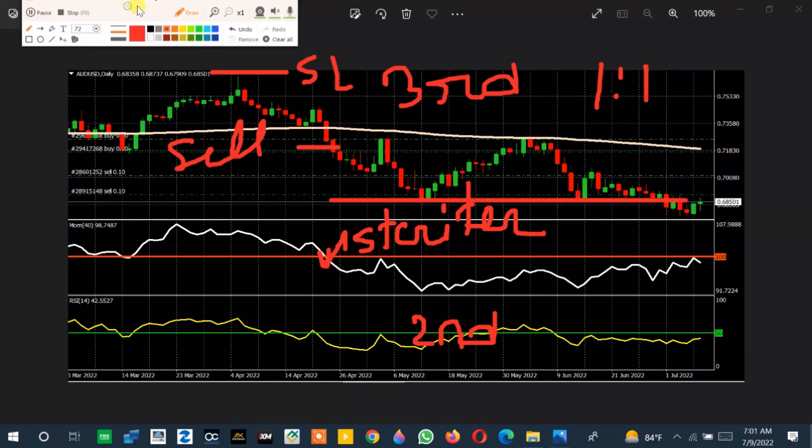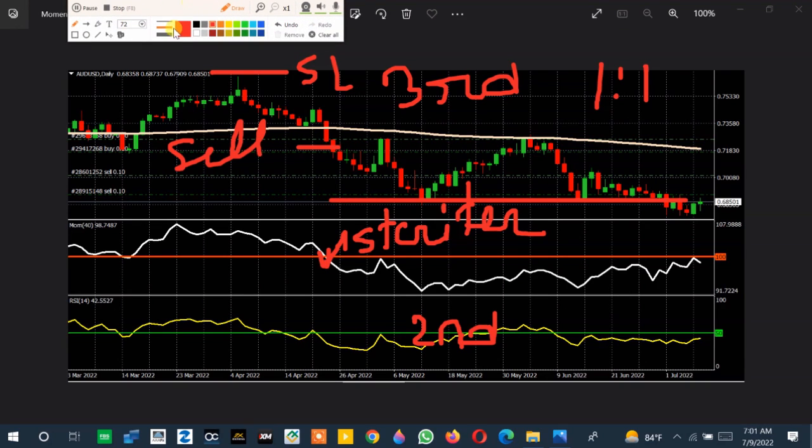Today, this is the system, the combination of the momentum indicator, RSI indicator, and 200 EMA.